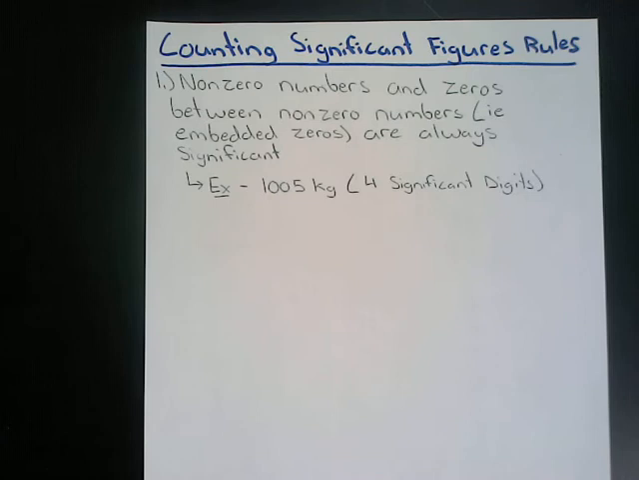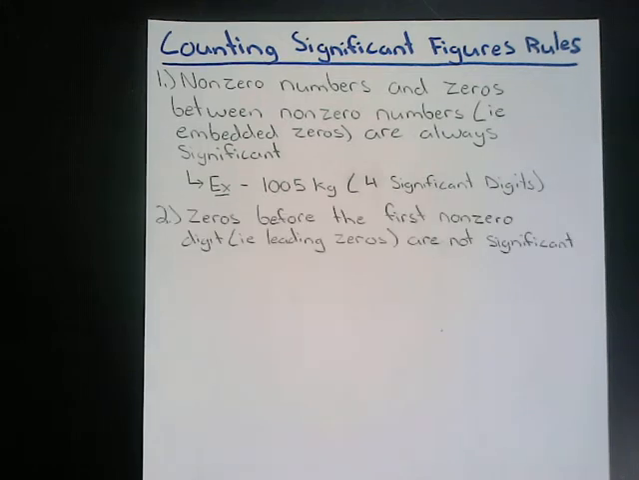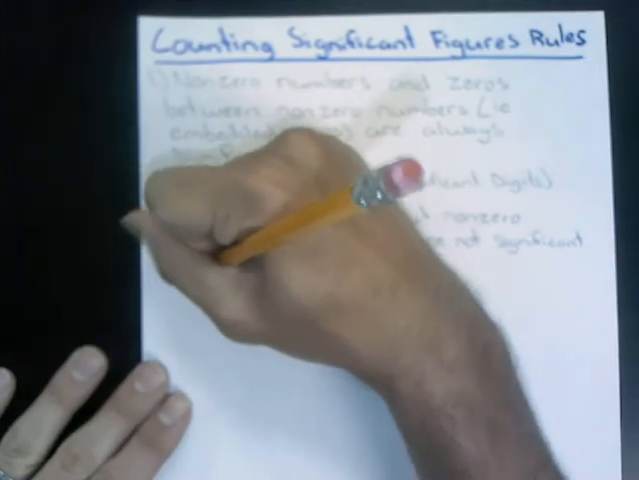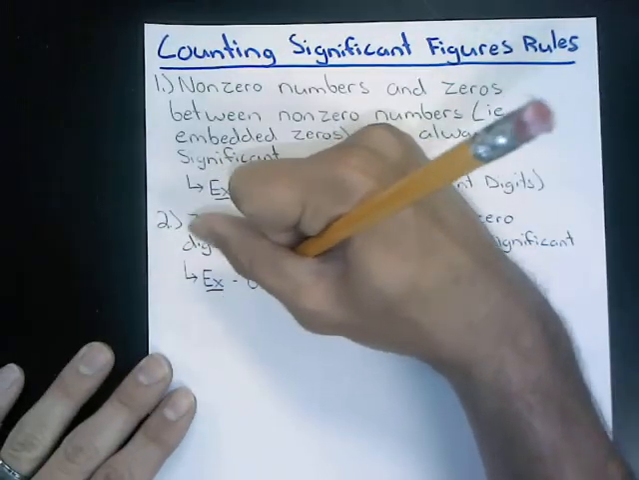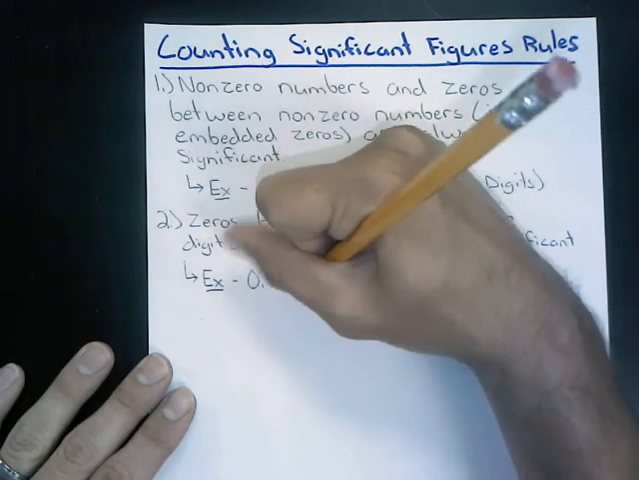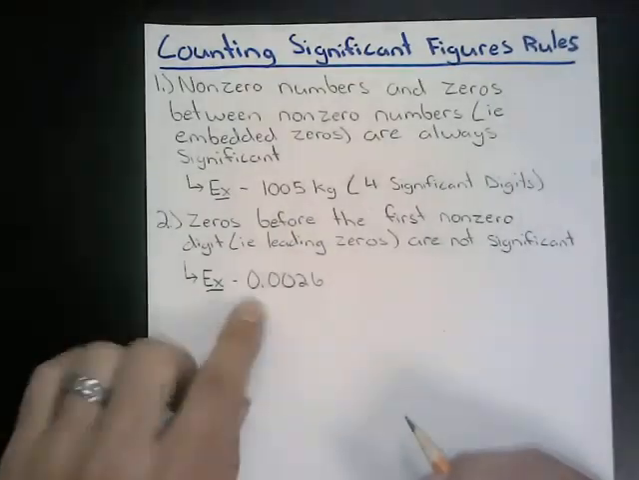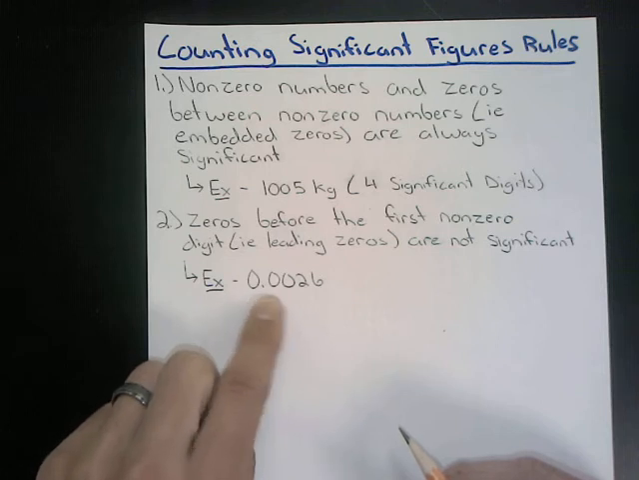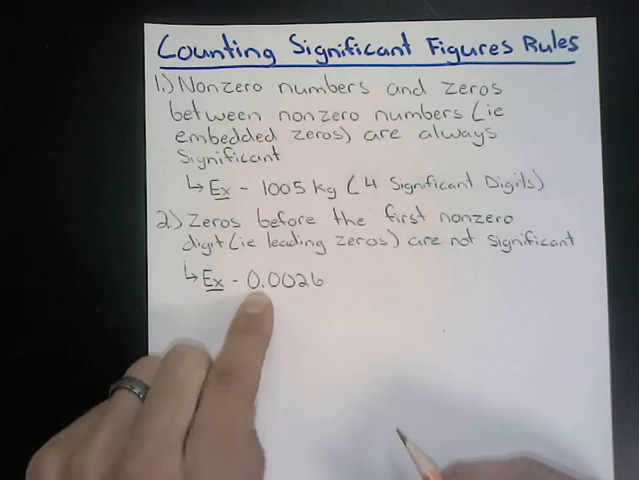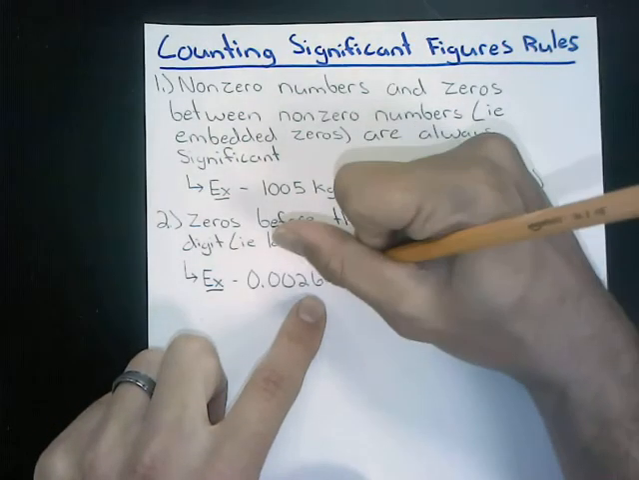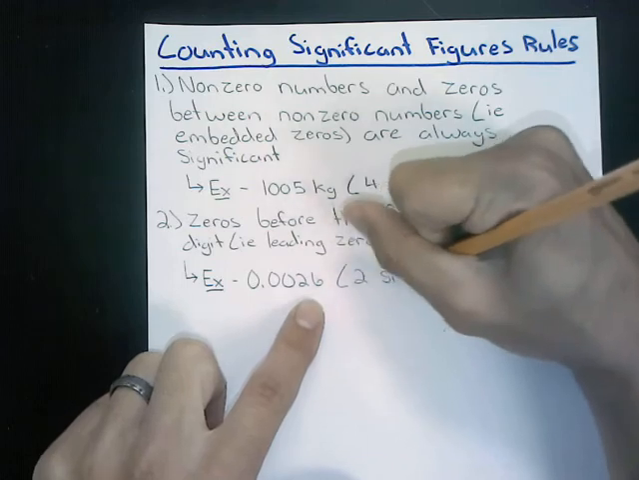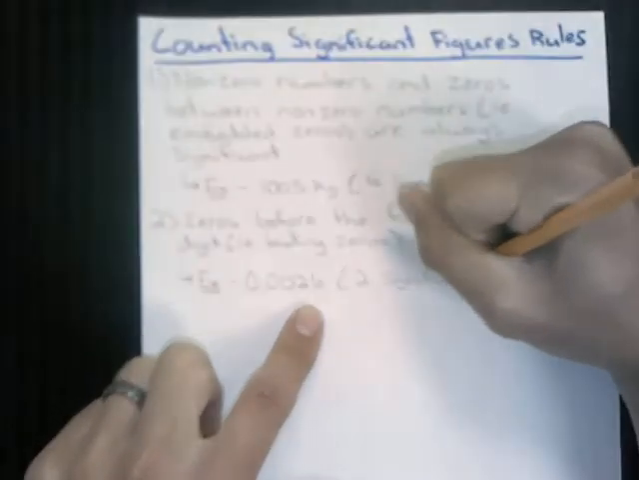Now, the next rule is that zeros before the first non-zero digit, or leading zeros, are not significant. So an example for this particular rule: if we have 0.0026, these first zeros, because there's nothing beforehand, are not significant. So we don't start counting until we reach that first non-zero number. So here there are only 2 significant digits.